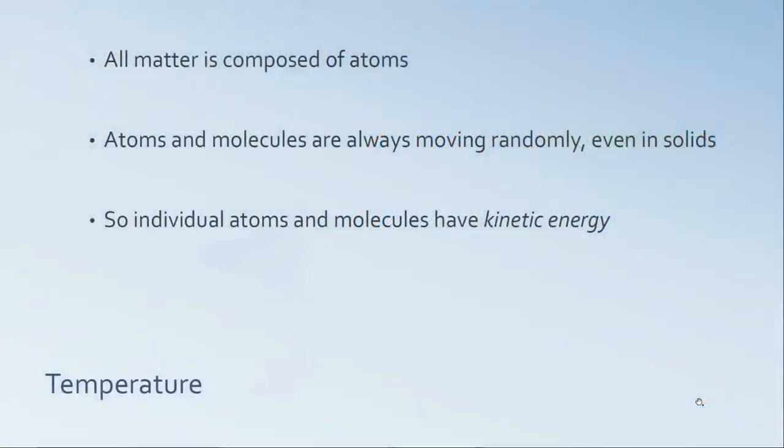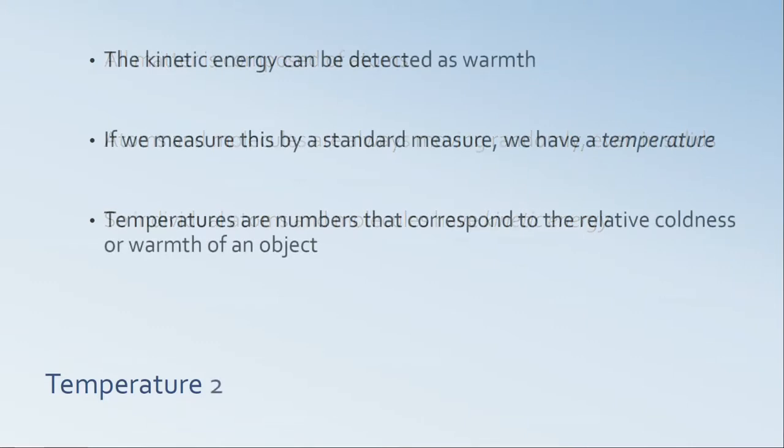So, as we learned last week, all matter is composed of atoms, and these atoms and molecules are always moving randomly, even in objects that appear to be solid and unmoving, like, say, your desk or your car or your wall. And these individual atoms and molecules have what we call kinetic energy, or energy due to their motion. And this kinetic energy can be detected as warmth. And if we measure this by a standard measure, we have a temperature.